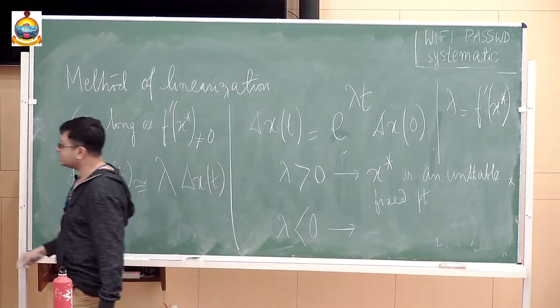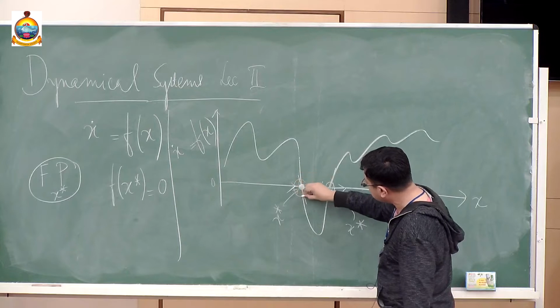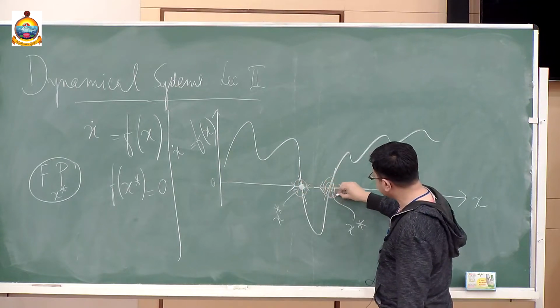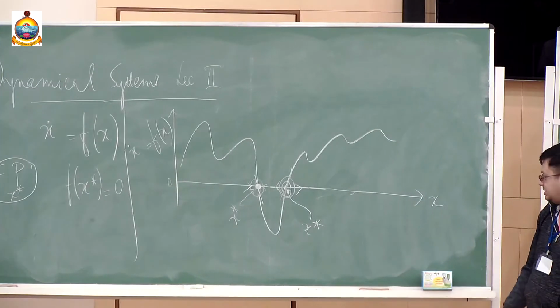This theory tells me what is going to happen in a small neighborhood around x star: you are going to either grow exponentially in time or decay exponentially in time.